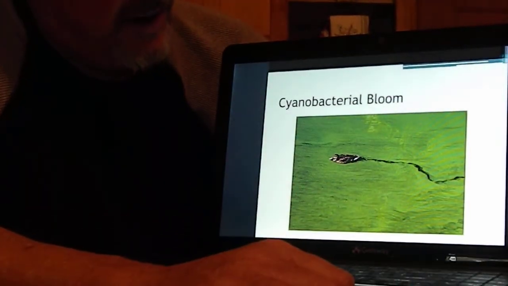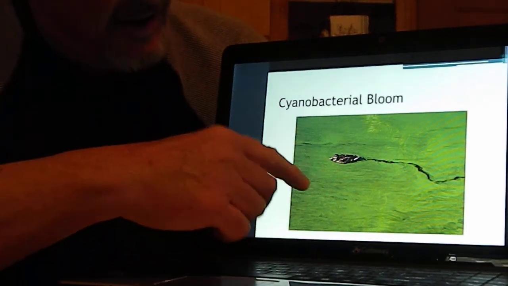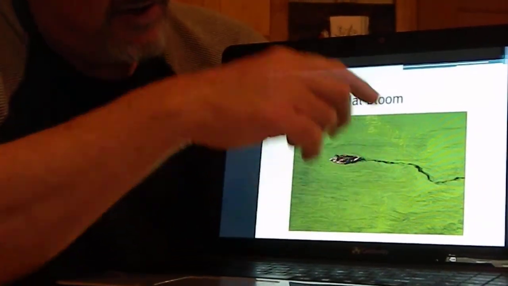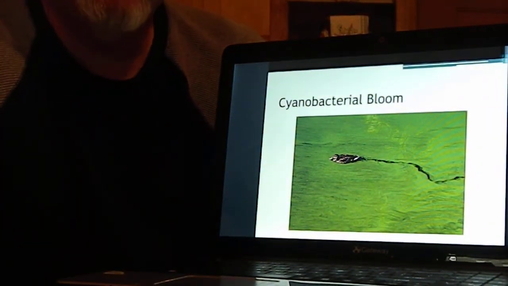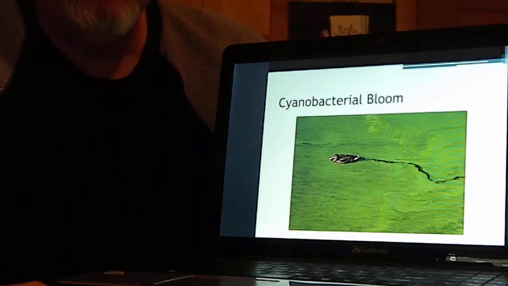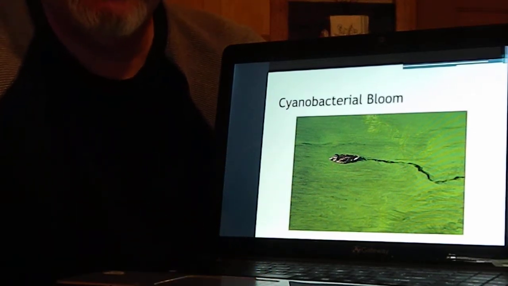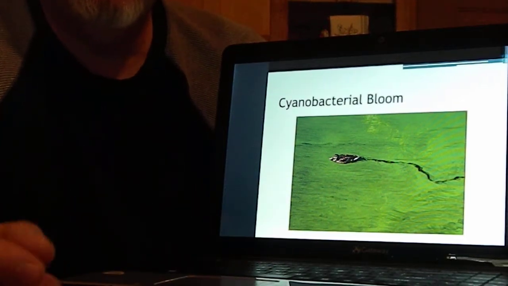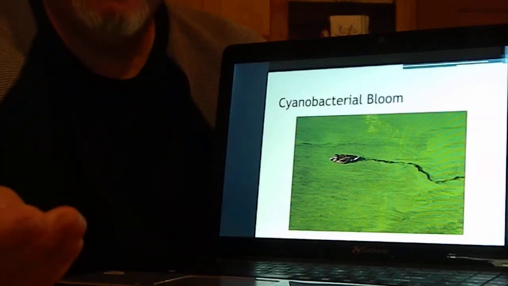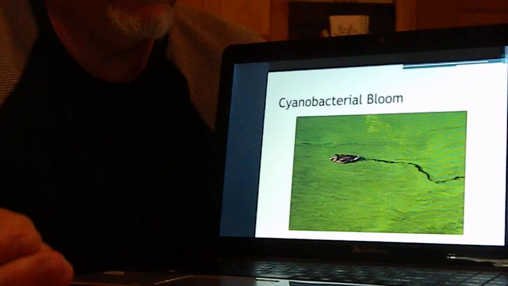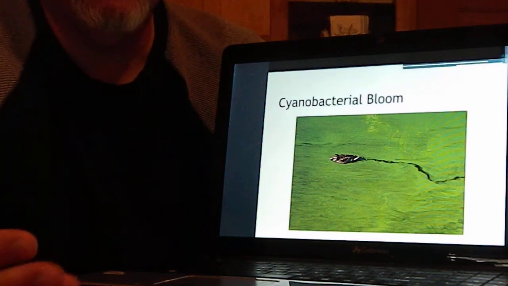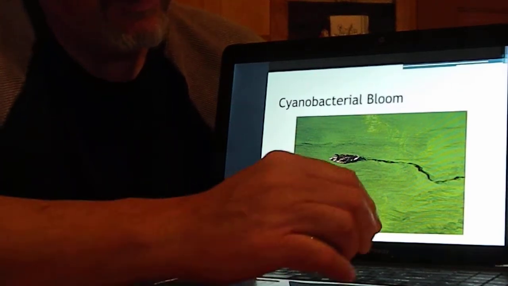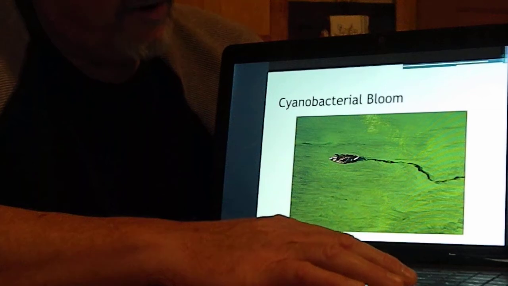So here is a picture of a duck in one of those blue-green algal blooms, and you can see where the duck has gone. As it's swum through the bloom, it's left a trail. It separated the cells, and you don't really have this thick consistency of the cells. It's really sort of like a powdery type of consistency. So those are photoautotrophic.